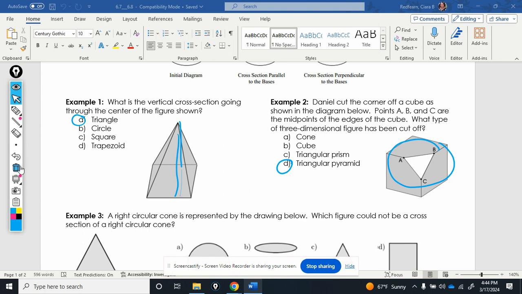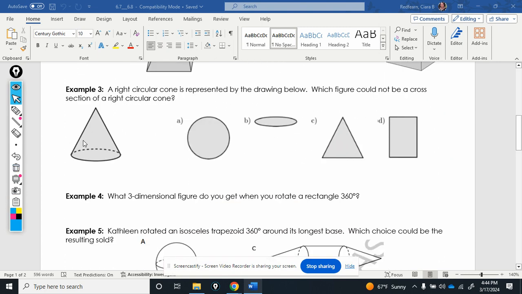Okay. Then we have example three. Example three: a right circular cone is represented by the drawing below. Which figure could not be a cross section of a right circular cone? All right. So look at the figure and look at each answer choice. This will be easy to understand. If you cut it up and down, if you cut it left and right, if you cut it diagonally, you can see that one of these figures will not be formed. Which figure will not be formed? If you said D, you are correct.